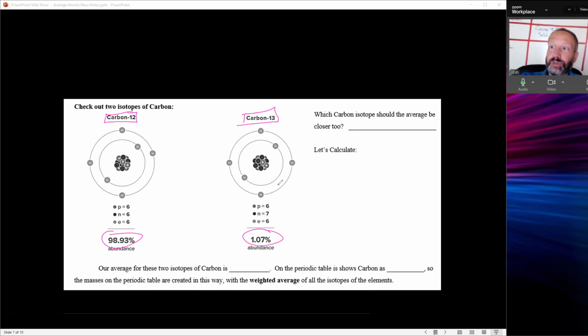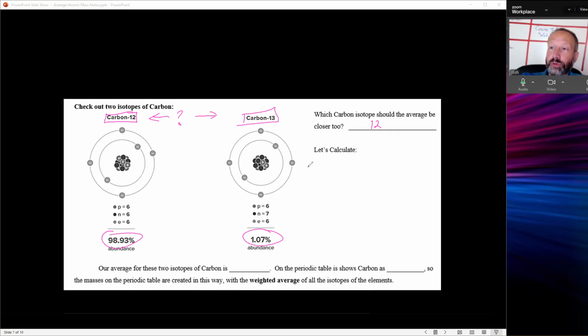And so, which one? Easy question. Should our average be closer to 12 or should our average be closer to 13? And if you're seeing how this is a huge, close to 100% number, that means there's a lot of carbon 12. Yes, there's a lot of carbon 12. So it should be closer to the carbon 12. Okay, it's that easy. That's all there is to it. Let's do this.